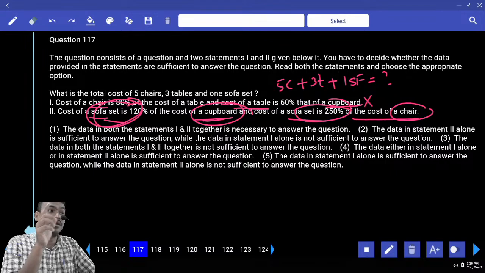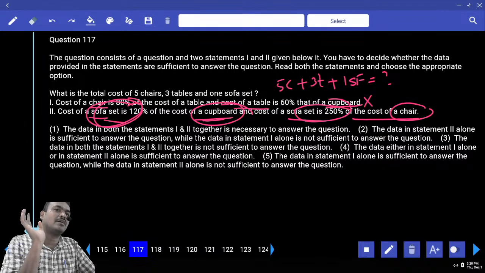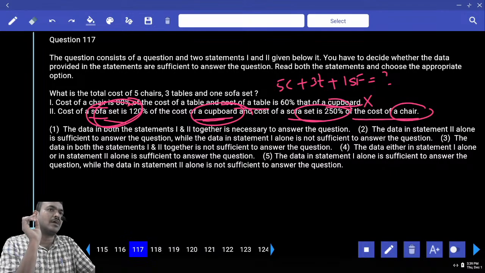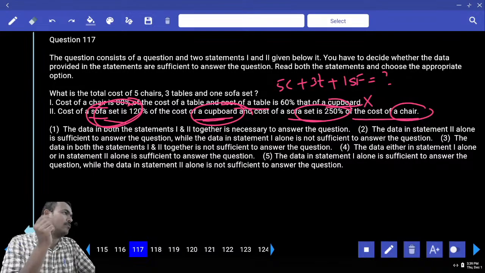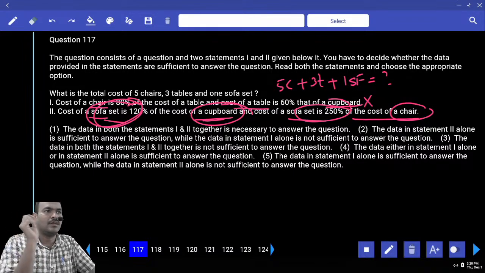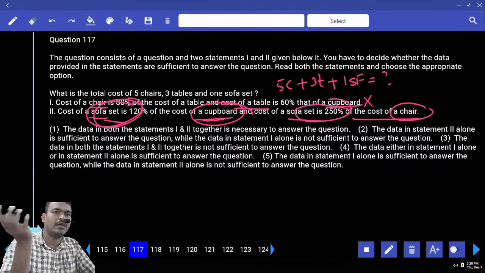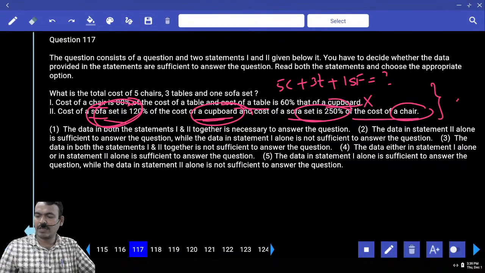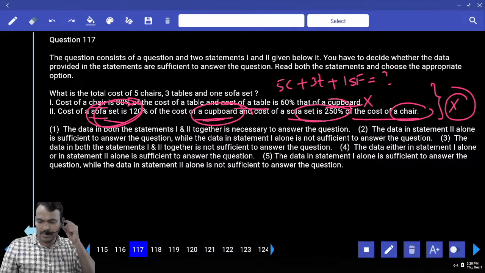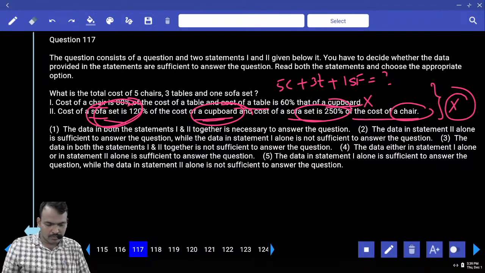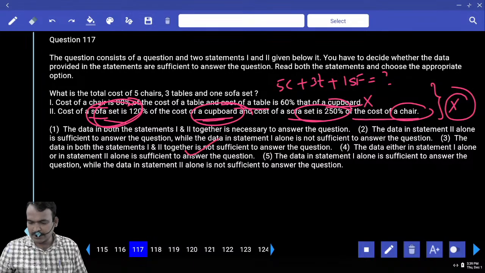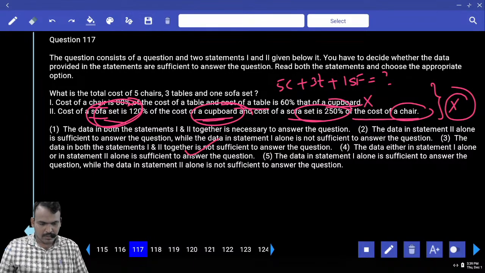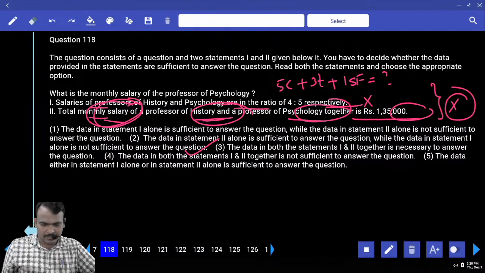Ratio. First statement also ratio, second statement also ratio, only ratios are given. There is no clarity about the individual cost of each one or not? Then 1 alone is not sufficient, 2 alone also not sufficient, combining both the statements also not sufficient, because only ratios are given or not? Then the answer is both 1 and 2 together are not sufficient, neither 1 nor 2. Which option? Third or second? Third.